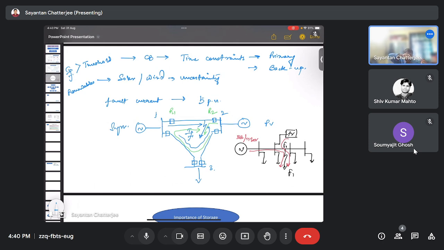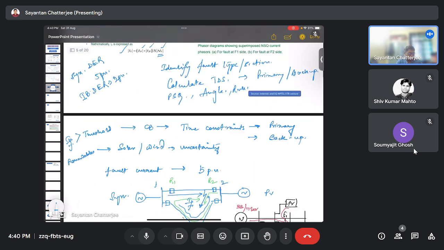We also need to design the protective equipment to deliver the best possible results. Okay, so next we can discuss the importance of the storage.